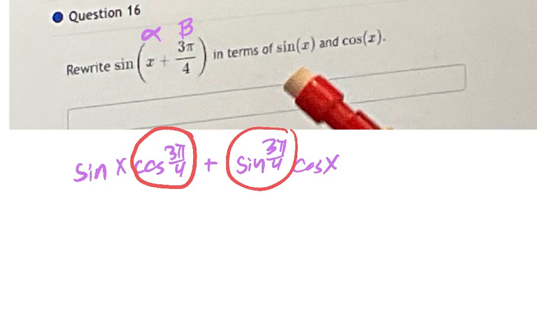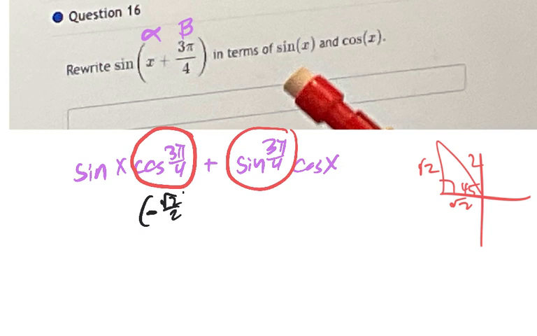So cosine of 3 pi over 4 puts me in the second quadrant, 45-degree reference angle. All students, that means this is going to be negative, adjacent over hypotenuse.